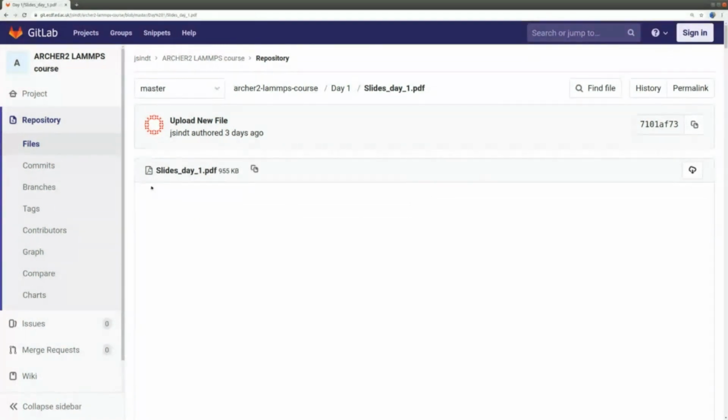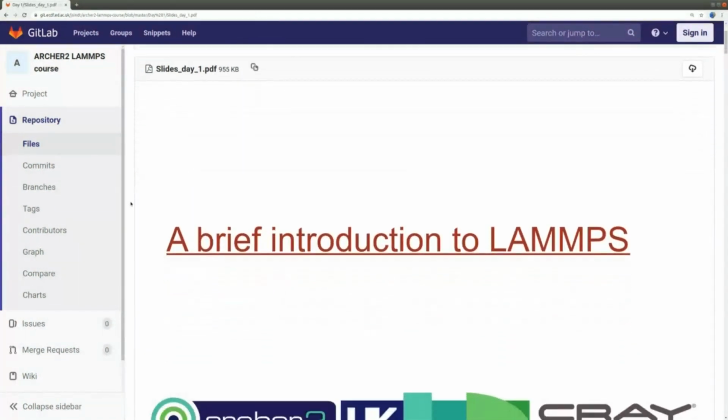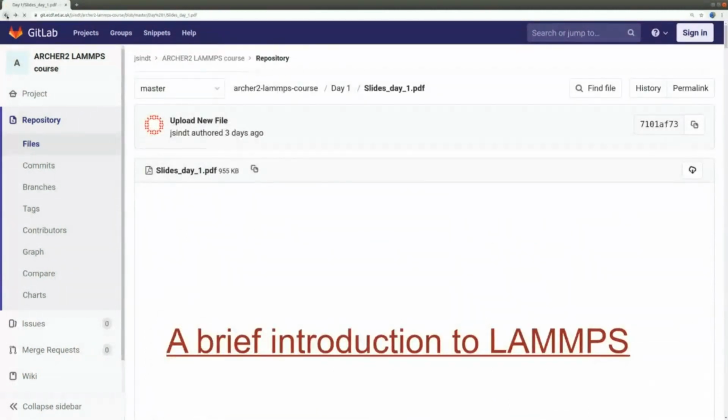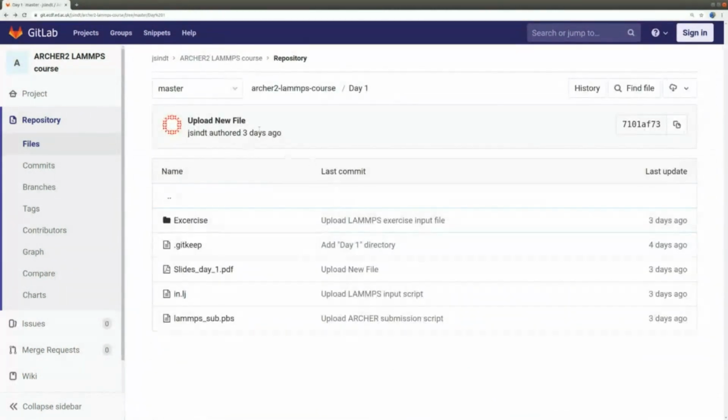I think I just did an internet speed test and my broadband is not as good as it could be at the moment. Not totally unexpected, but that's all right.